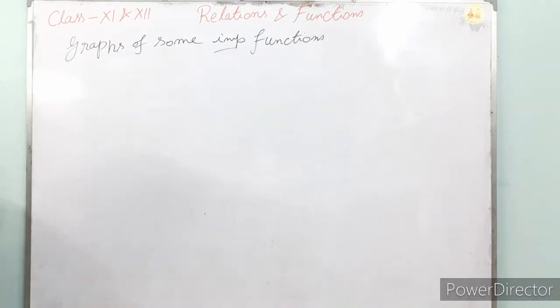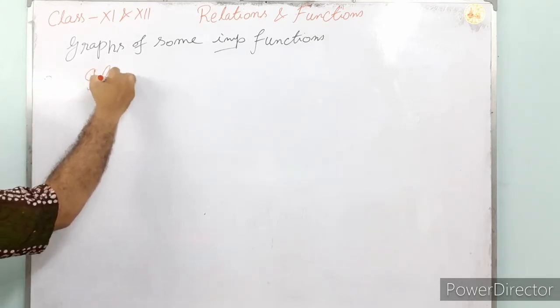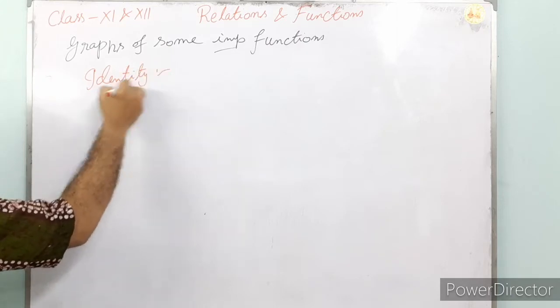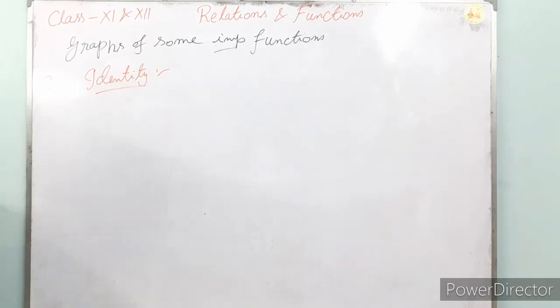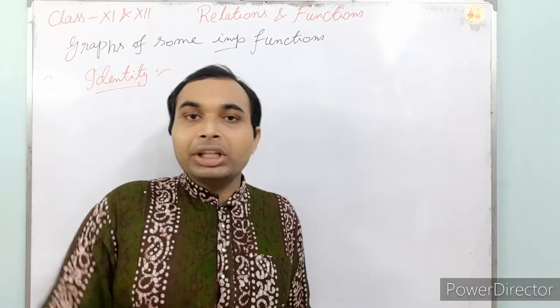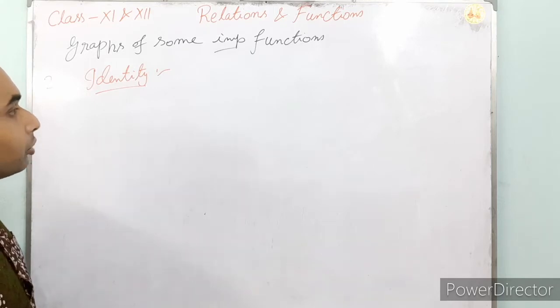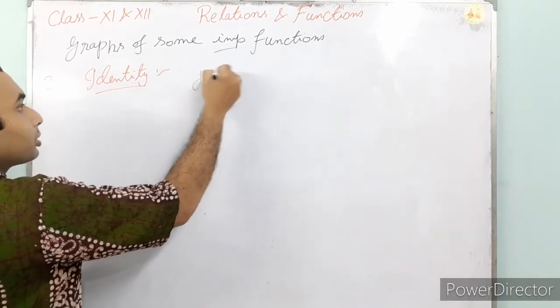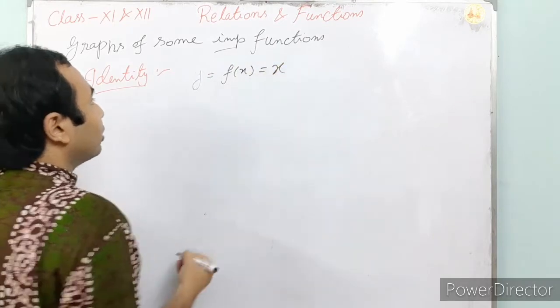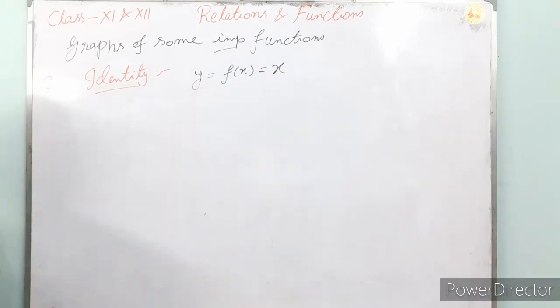The second function, number 2, is the identity function. You know about this: identity relation means one element is related with itself only. A function is like that also, that is, the value of the function remains the same: y equals f(x) equals x only. The image will be the same, x equals y.